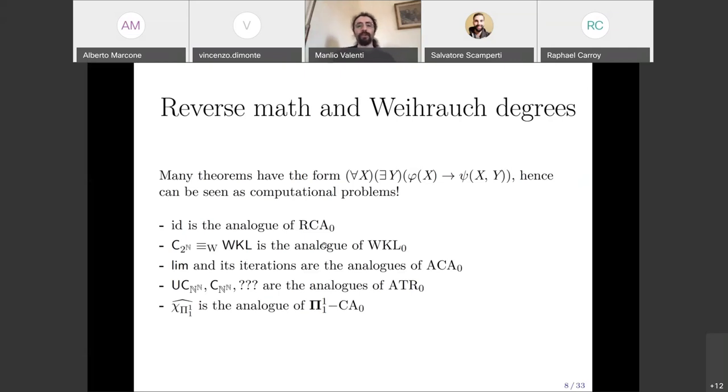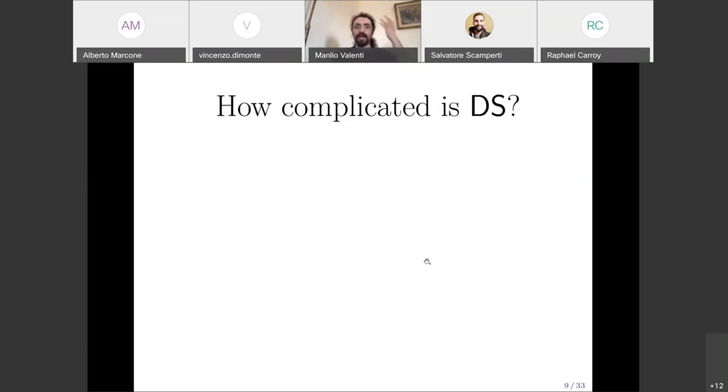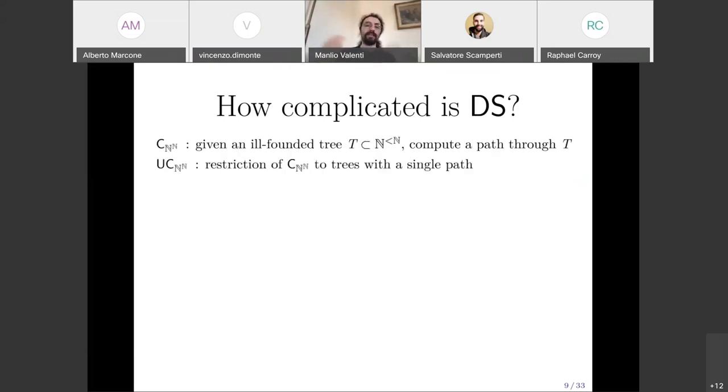So when we want to have an idea of how strong DS is in terms of its uniform strength, the most natural thing to do is probably to pick some problems and try to estimate the Weihrauch degree of DS. And since, as we said, DS may not have a hyperarithmetic solution, this means that it has to be placed at least at the level of ATR naught, in some sense.